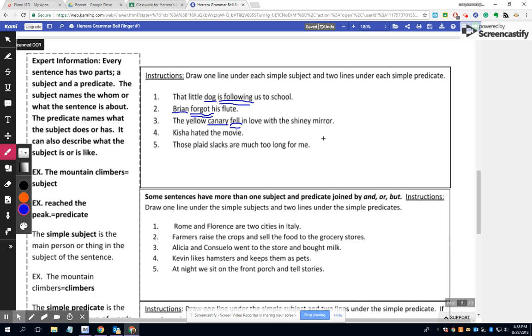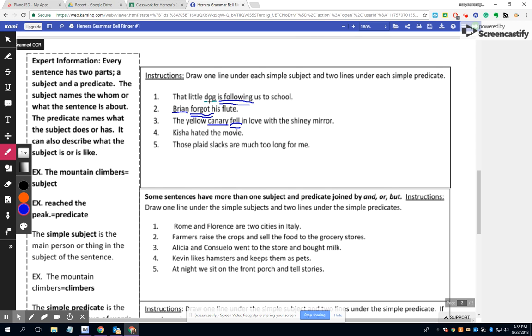All right? Now, number 4. "Keisha hated the movie." I'm going to let you do that one on your own because I know you can do it. You have seen how I've done the others.